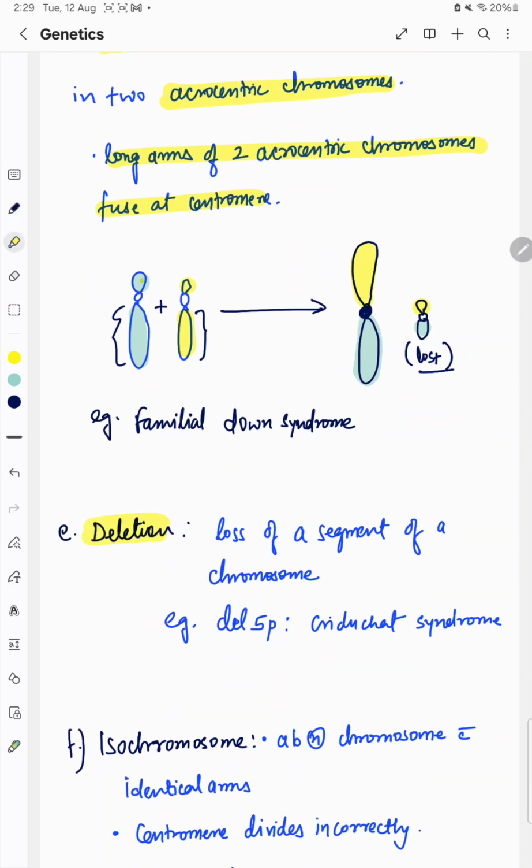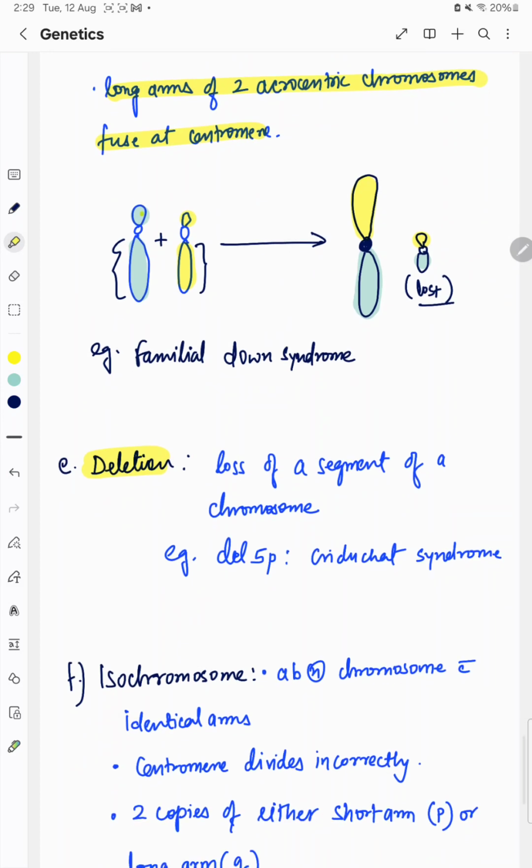Now, what is deletion? Loss of a segment of a chromosome. A segment of the chromosome is lost in deletion. For example, deletion 5p, a small part of the short arm of chromosome 5 is deleted, which is seen in Cri-du-chat syndrome.